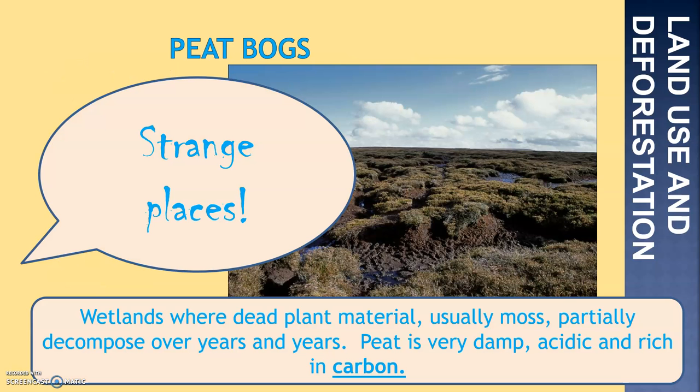So what are peat bogs? Now that is a strange place. Peat bogs are basically dead plant materials, usually moss, partially decomposed over years and years. These bogs are very damp, acidic, and rich in carbon, so we can call them a carbon store. So they store up the carbon.